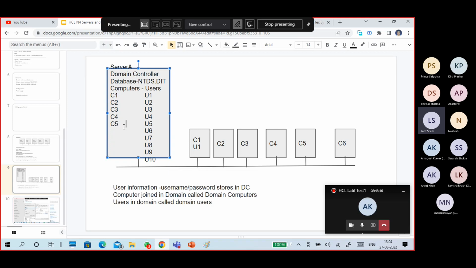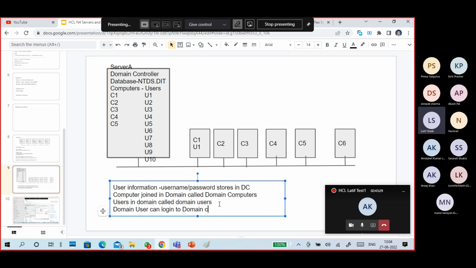These are the domain controllers. So the point is, the domain users can log in to domain computers, log in to their domain computers.